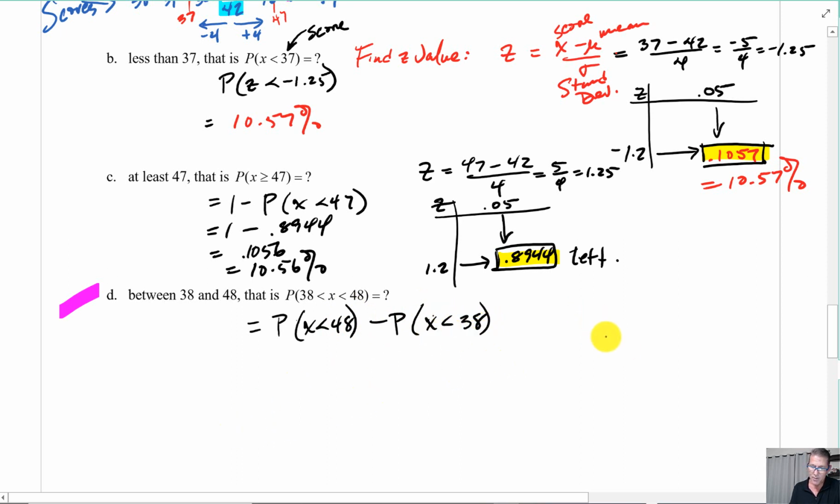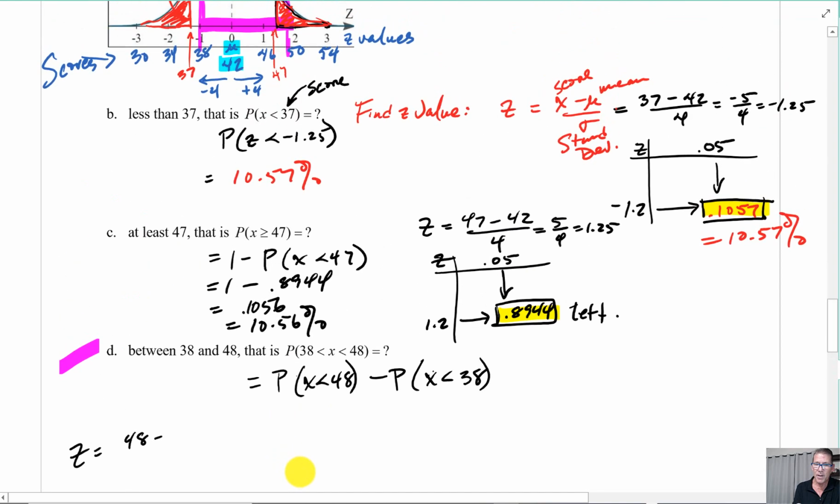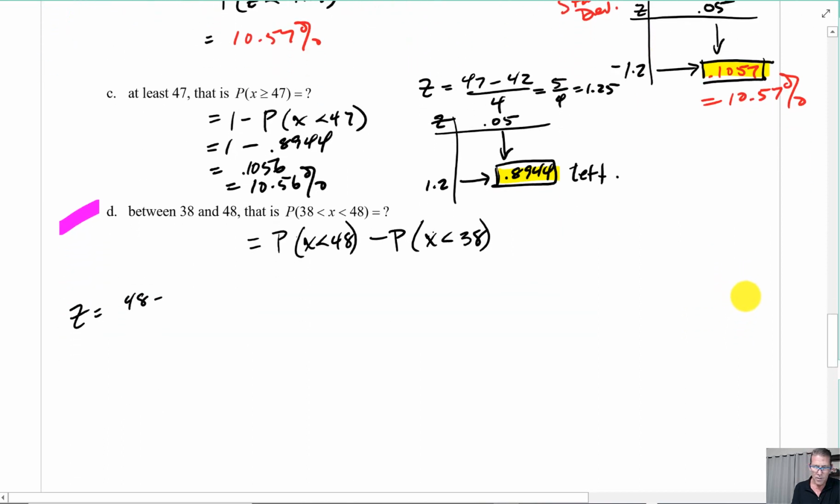So I need some z-values. Let's get some z-values first. Let's do our homework. Let's start off with 48. So 48 minus the mean. Now remember, the mean's 42 up there on the graph. It's the value in the middle. So 48 minus 44 divided by 4. Well, guess what? It's 1, and it better be.